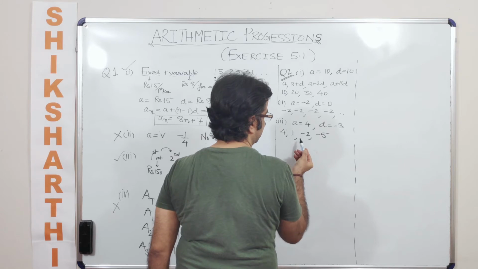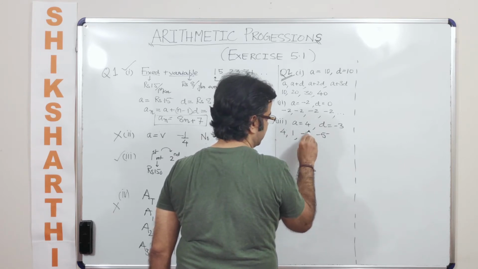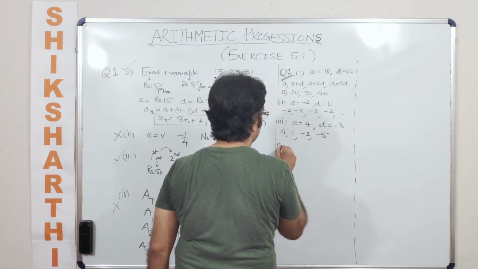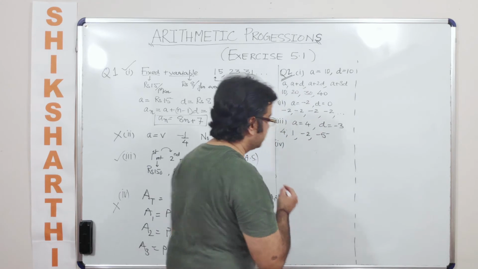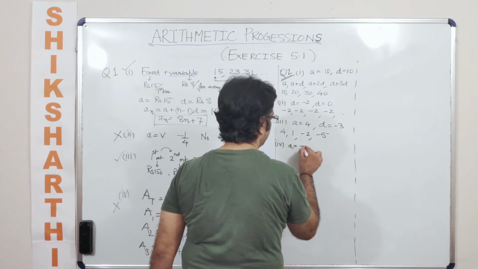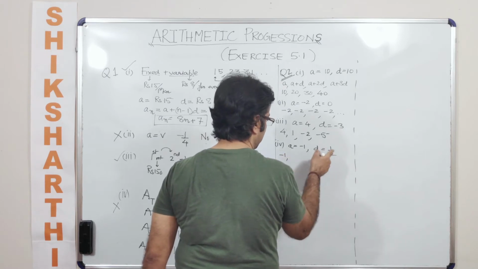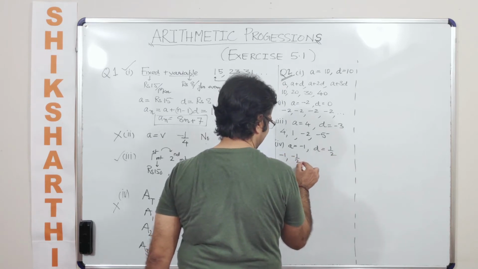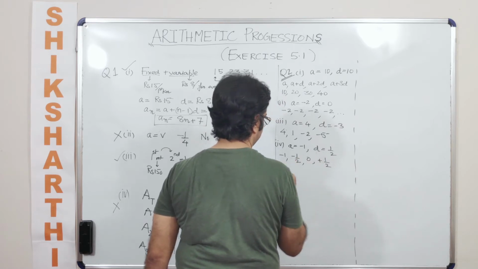These are the first 4 terms. Let us see. 4 minus 3, 1 minus 3, -2, -2 minus 3, -5. The next part. So it says a is equal to -1 and d is equal to half. So -1, again you add half to this. This becomes this. Keep on adding half.